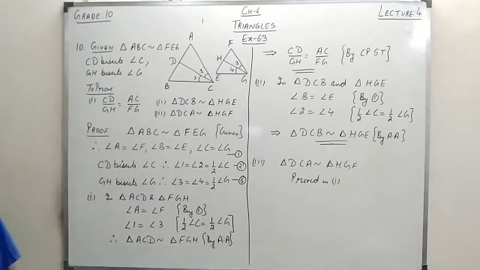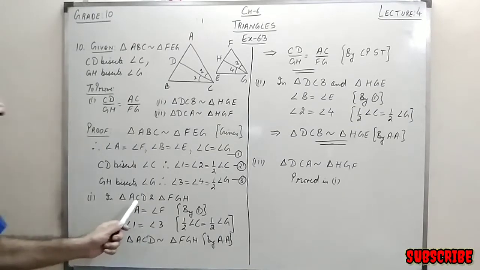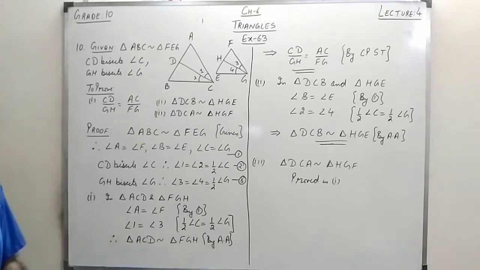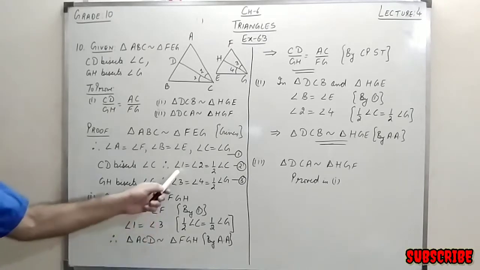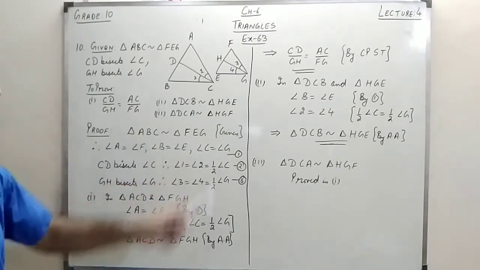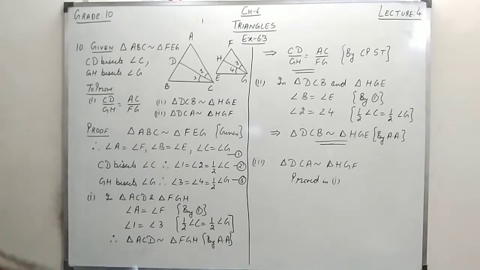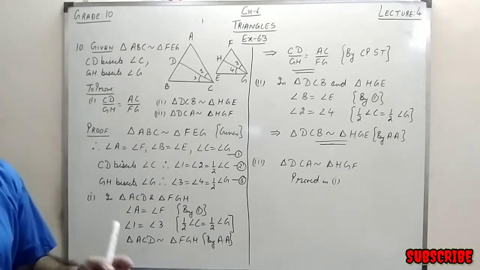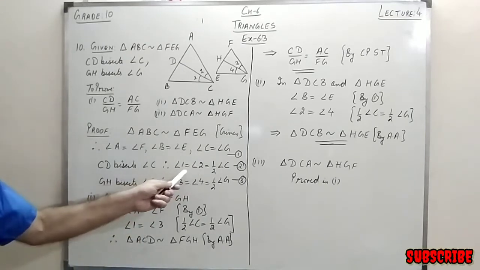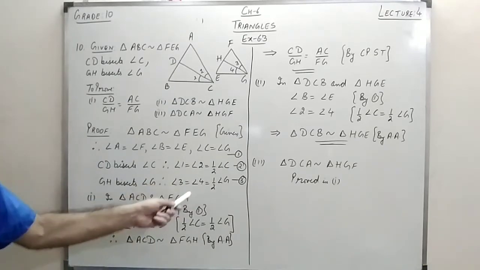Now we take the first part. We take triangles ACD and FGH. If you see, angle A is equal to angle F. Why? Because we have already written that earlier. Then angle 1 is equal to angle 3. Why is 1 equal to 3? Since C and G are equal, their halves would also be equal. So that is why, if you see, 1 is half of C and 3 is half of G.